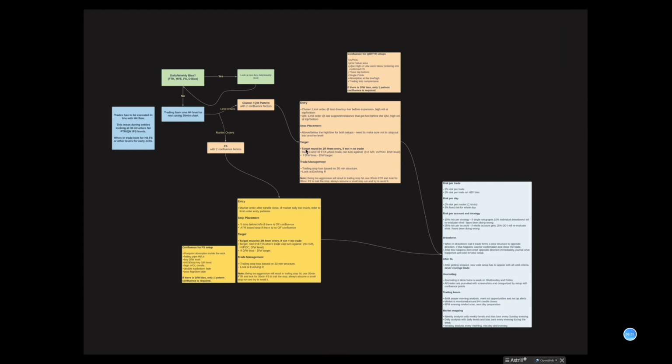Target must be 2R from entry. If no, no trade. This is something that I mentioned in a risk management video. I am only taking trades which are 2R and more. It is what it is. You want to do as many things as possible to have these probabilities on your side, and taking trades like these is definitely one of those things.